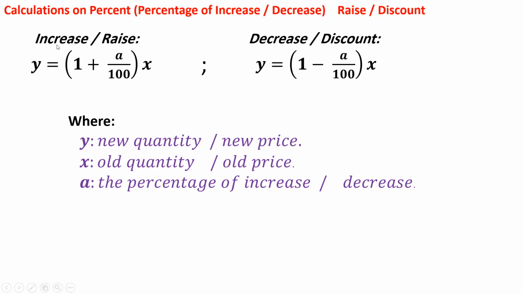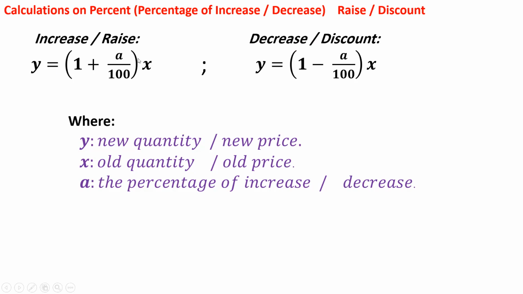If we have an increase or raise, we use the rule y equals (1 plus a over 100), all of it times x. Raise means a plus, or increase means a plus. Decrease or discount, so y equals (1 minus a over 100), all of it times x. So in decrease or discount, we use the minus.